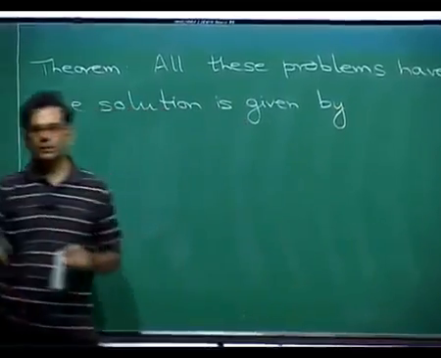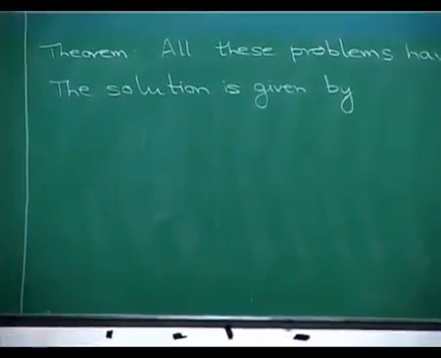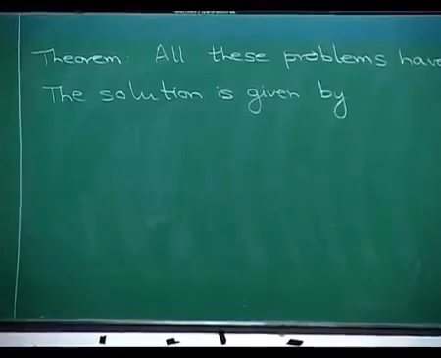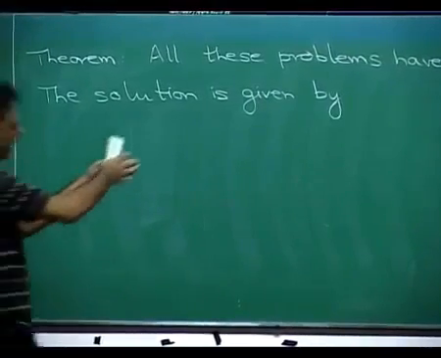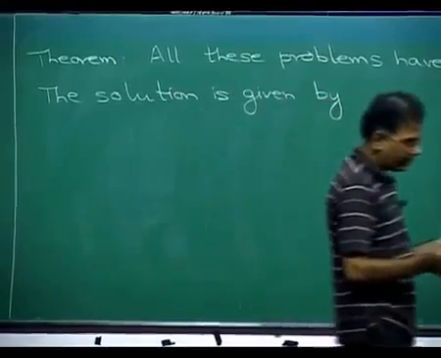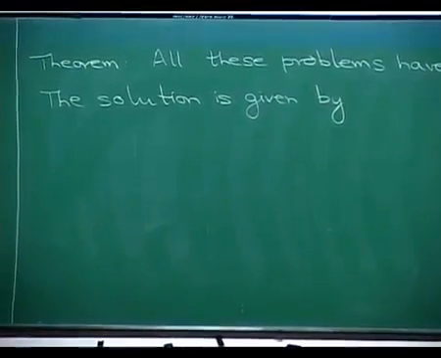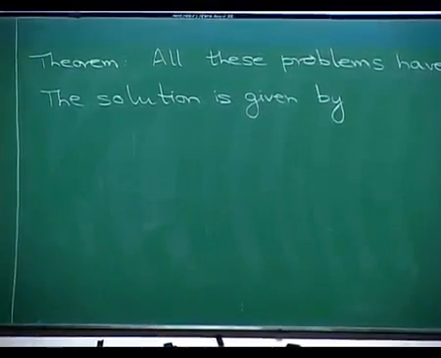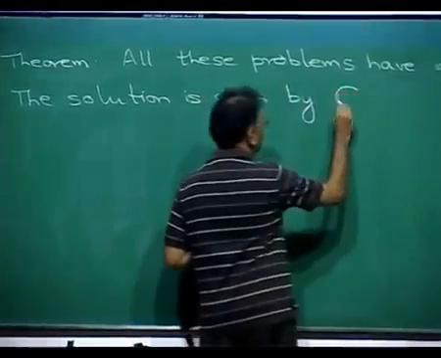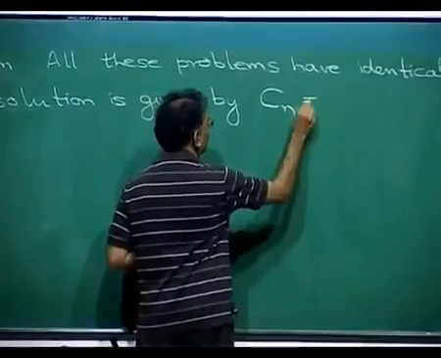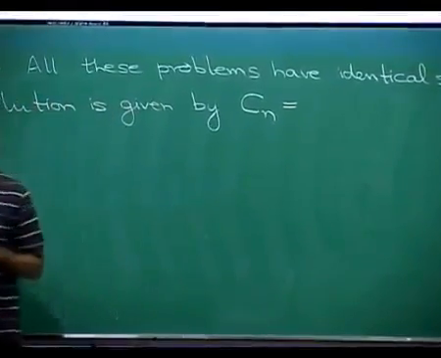So in each of these problems there is a parameter n, right? In the first problem n was the point. In this problem, n plus 1 is the number of terms. In the triangulation problem, n plus 2 was the number of sides of that polygon. There is always a parameter n. So the solution is given by Cn, and this number has the following formula.